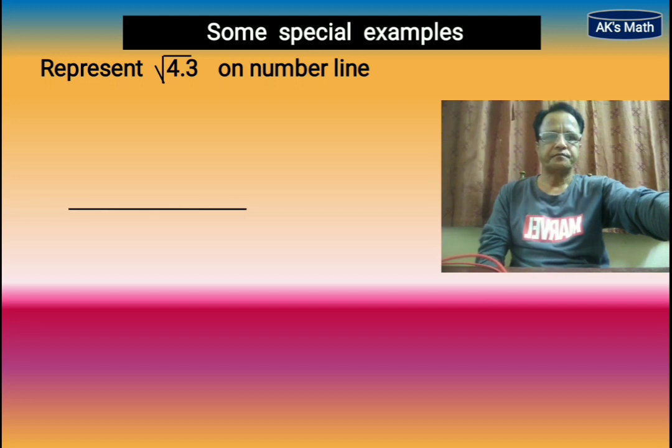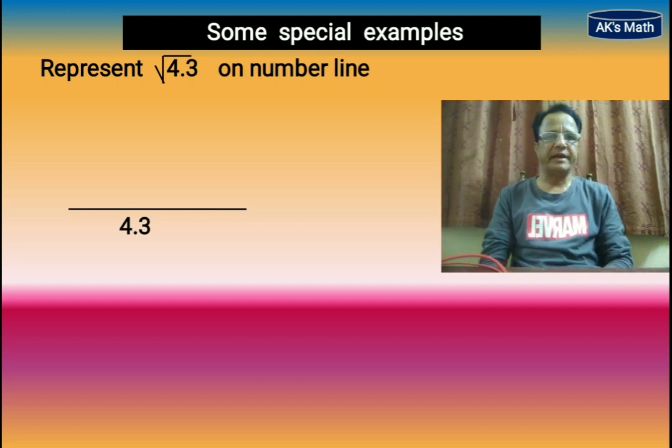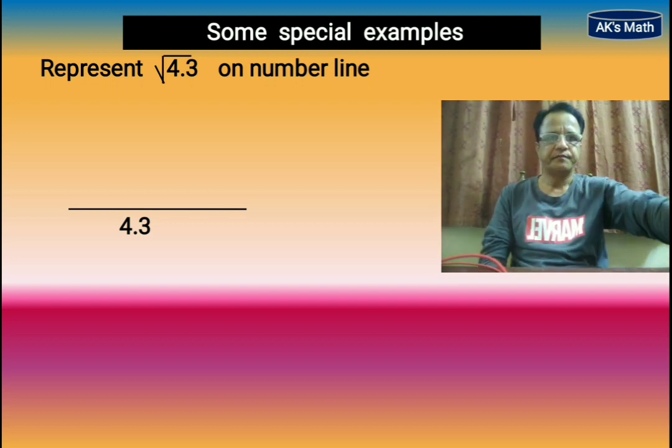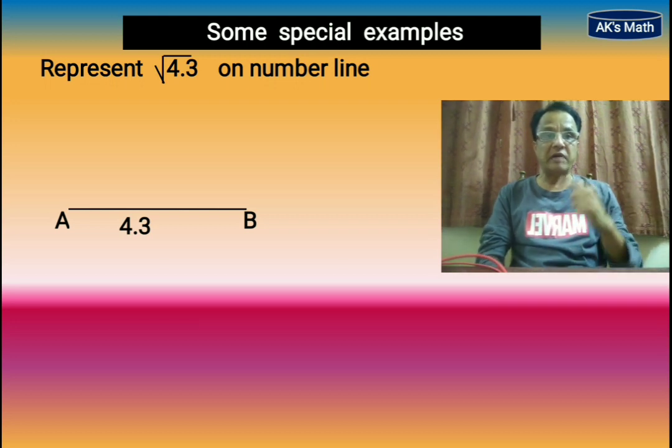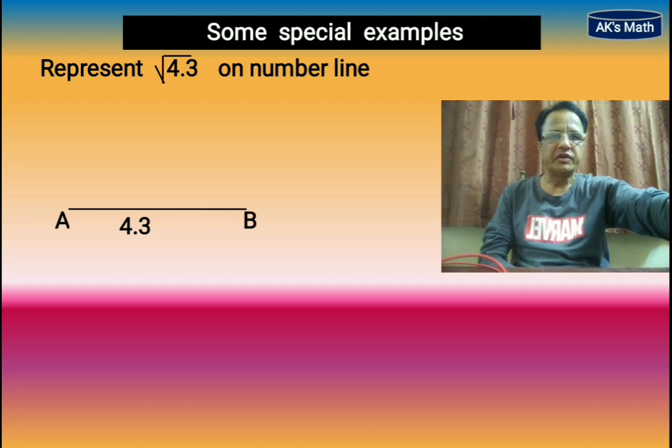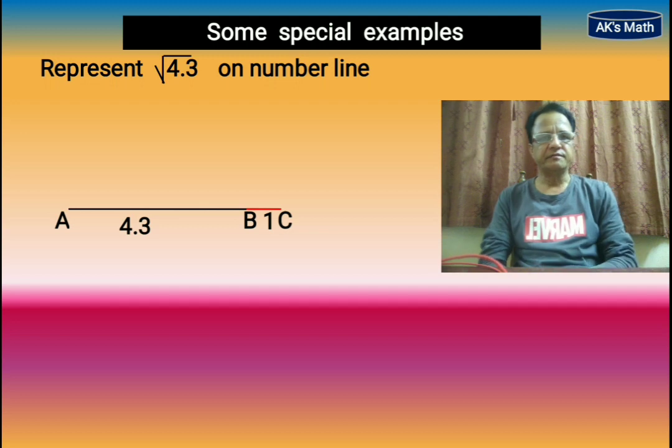Look at this one now. This part, take the 4.3 segment at first. 4.3. Label it as AB. 4.3. Now add 1 to it. Look at this one. This is the red part, which is of 1 unit as compared to 4.3. So label it as C. This is of 1 unit.